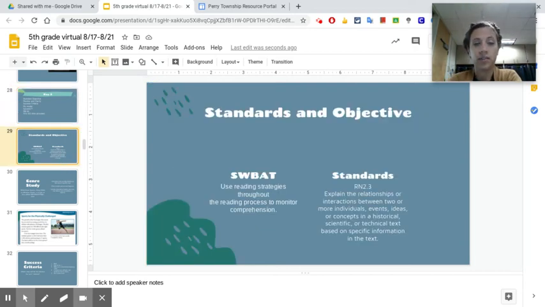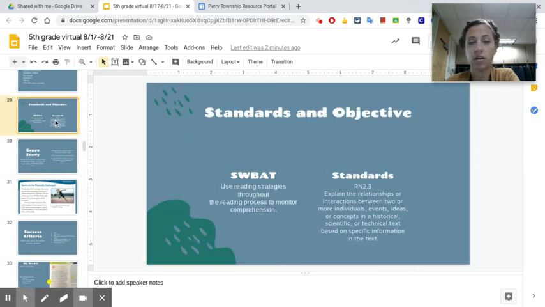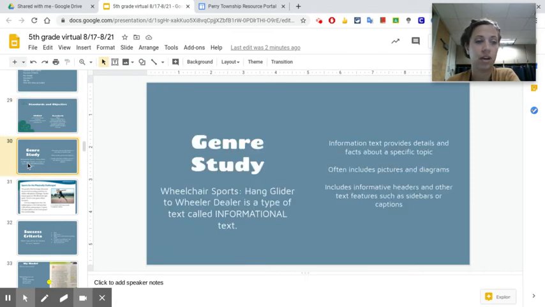Today, our objective is students will be able to use reading strategies throughout the reading process to monitor and comprehend. It's kind of like what we did on Monday. We're going to get into it a little deeper today, though, and we are going to pick an actual strategy that works best for us. And this helps us with that standard that we're working on to explain relationships and interactions and really understand what you read. I don't know how many times I've read a book and I've read the same sentence over and over again because I'm not really monitoring what I'm thinking and what I'm reading.